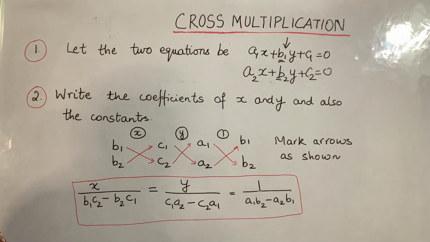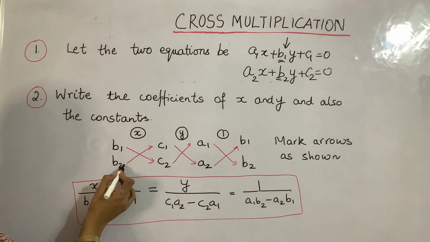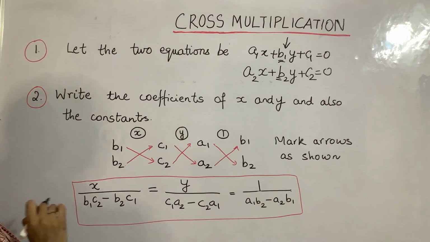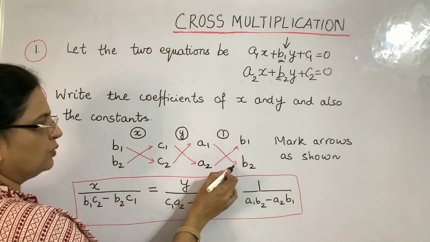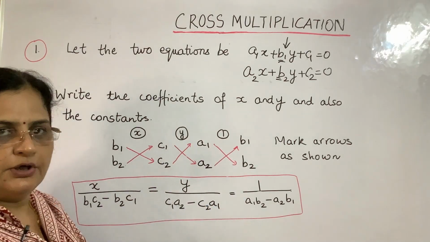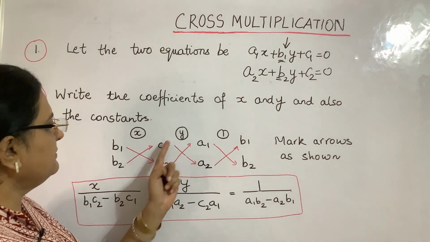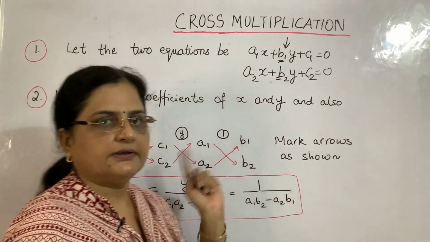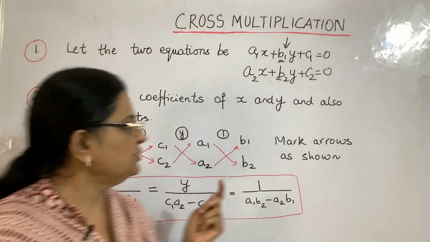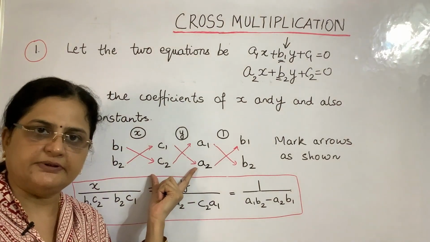Now mark the arrows as shown. From here to here downward and from here to here upward. This is downward, this is upward, this is downward and this is upward. And write down x between the first and second, y between the second and the third and 1 between the third and the fourth. Once you have made this kind of a pattern, now the remaining is very simple.